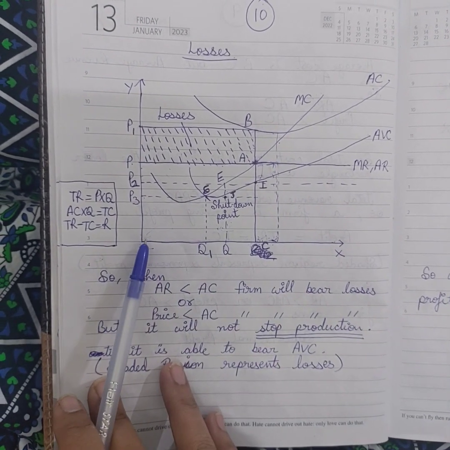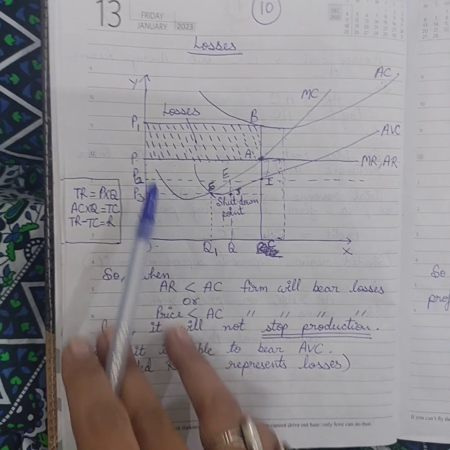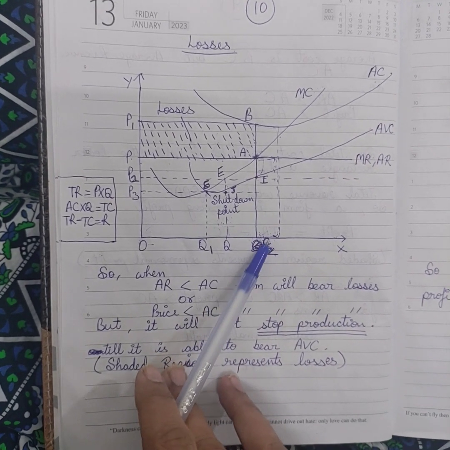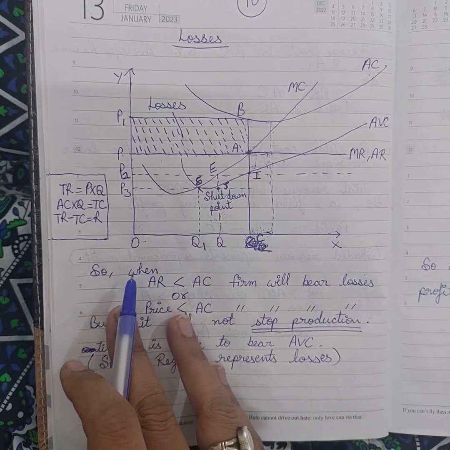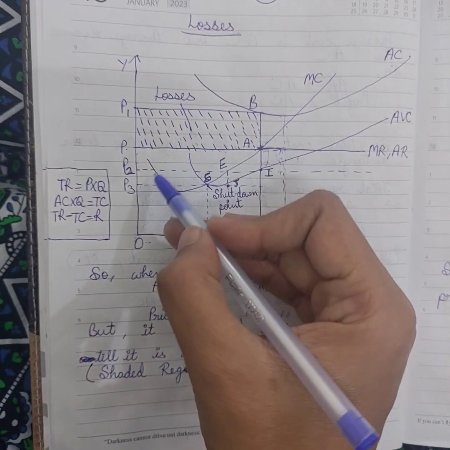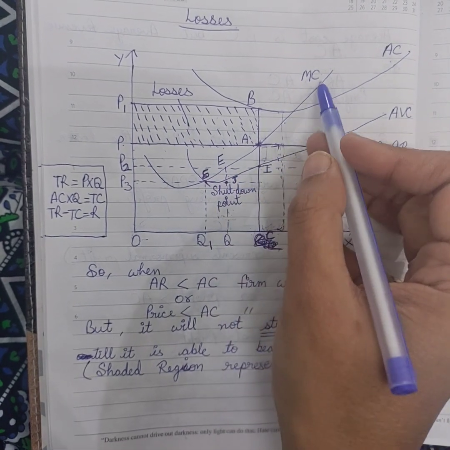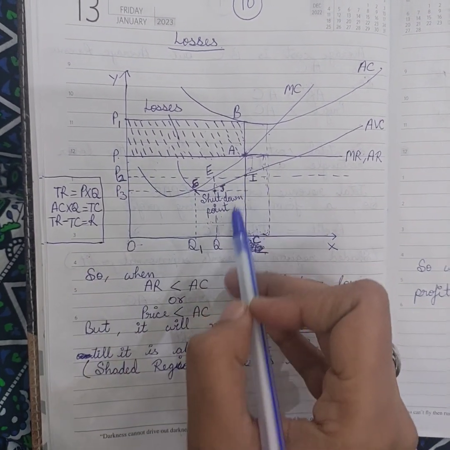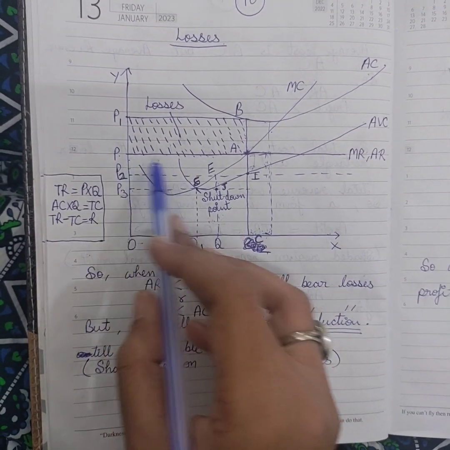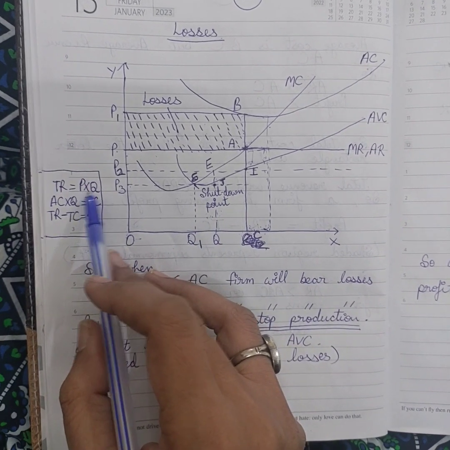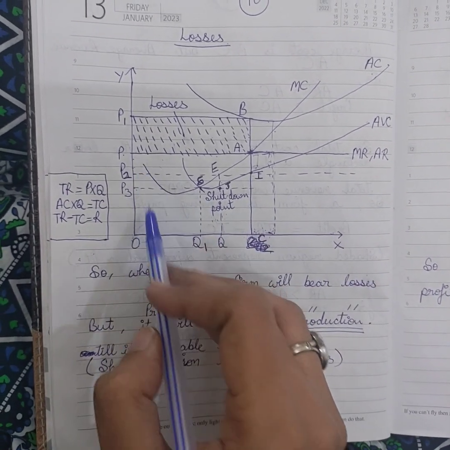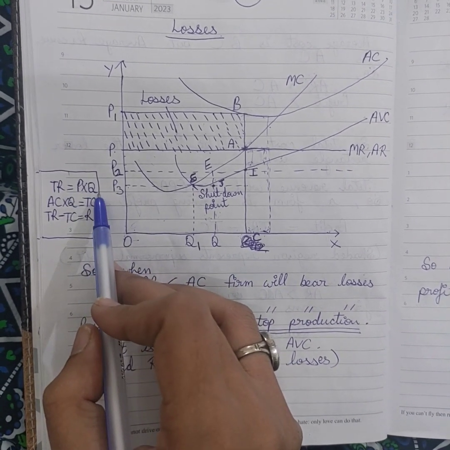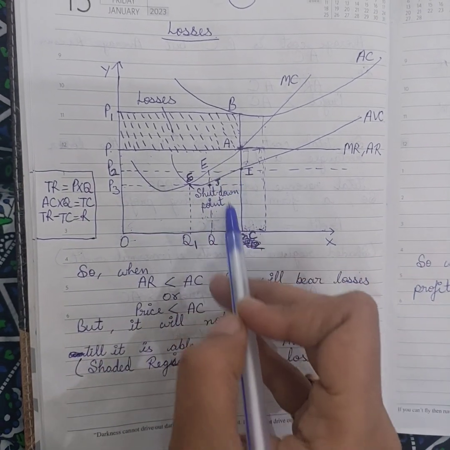So OP is the price at OC output. This is C. And if I plot the MC curve, here, we can achieve total revenue, right? I've told you earlier also, how do we achieve total revenue? By calculating the area of this rectangle, which will obviously be length into breadth. So in this case it will be price into quantity, right? So we'll get total revenue.